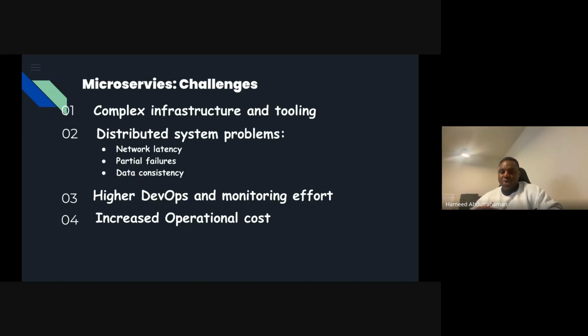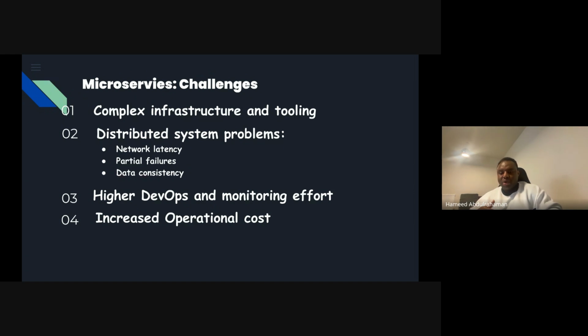So, and also monitoring and checking of error logs and understanding the service communication within each service, to ensure that you can actually resolve issues when they come in time. So it requires high DevOps, it requires high monitoring efforts, and it also increases the operational costs.